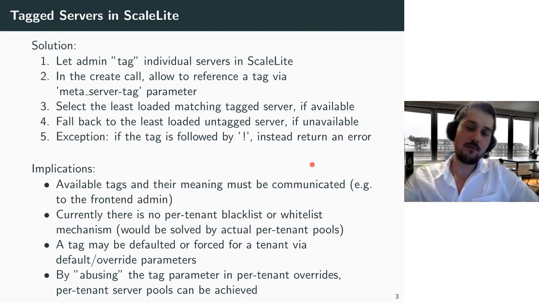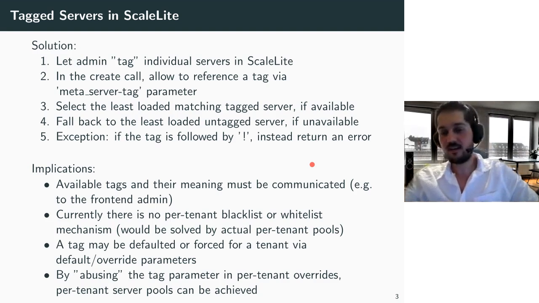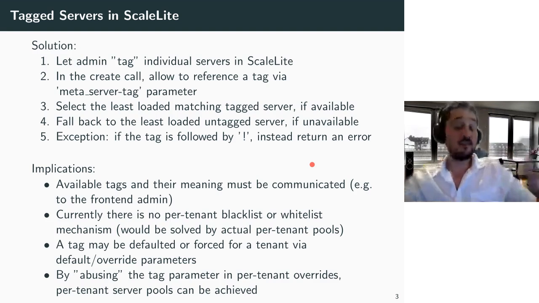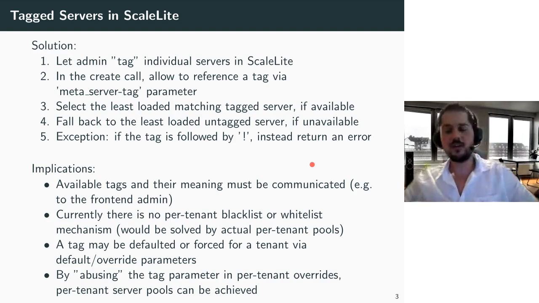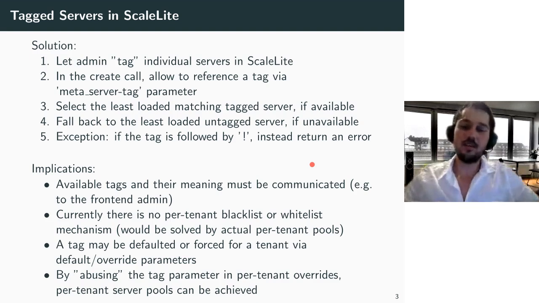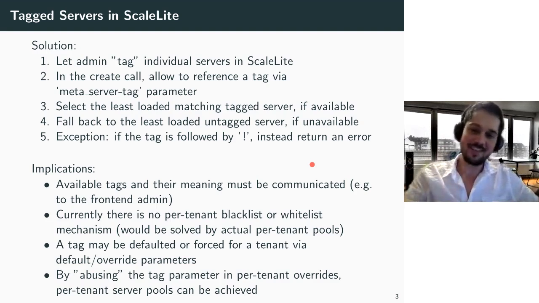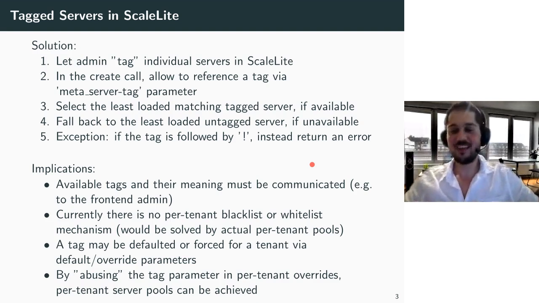What you can do is default or force a certain tag for each tenant via the default override parameters. And if you think about it, you can abuse that to effectively create per-tenant pools. So if you say this tenant is forced to that tag, then he can only use servers that are tagged with the correct tag, right? But then this tenant is restricted to the single tag. You can't use multiple tags anymore for the tenant. So that is not really a solution. It is more of a workaround, in my opinion. But we are already using this workaround to achieve per-tenant pools for the schools.